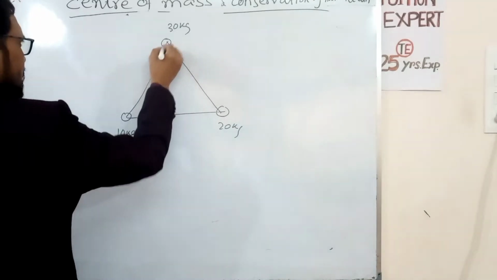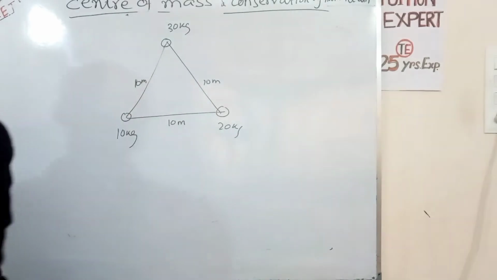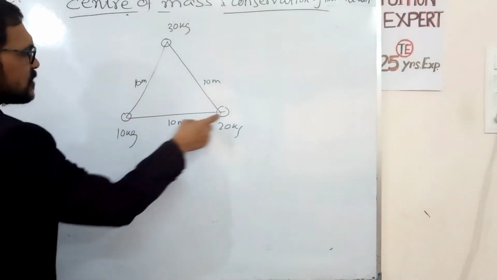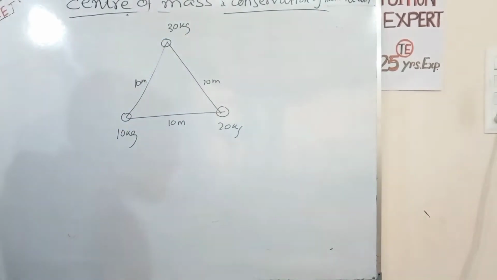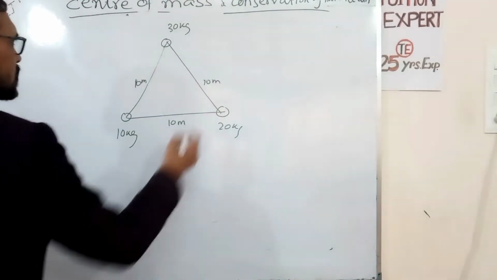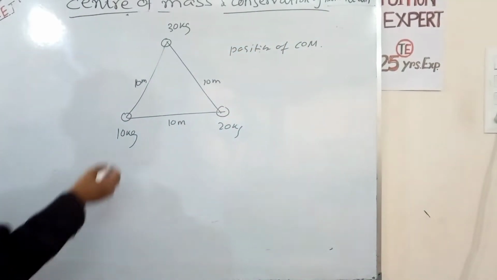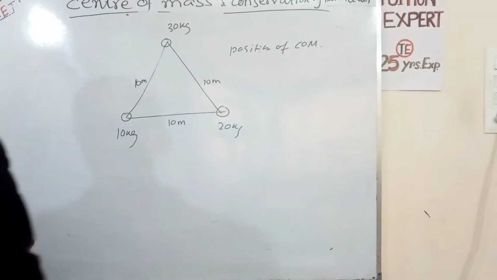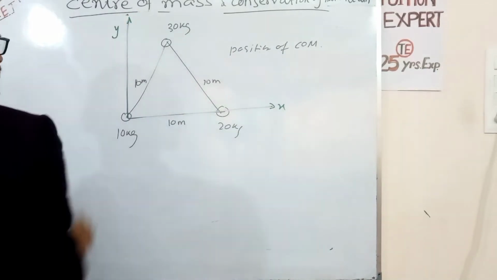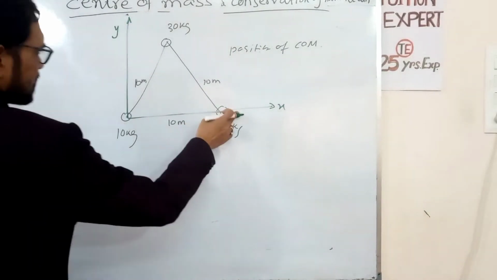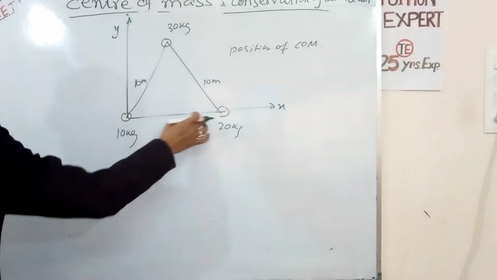Now suppose 10 kg, 20 kg and 30 kg masses are placed at the vertices of an equilateral triangle whose height is 10 meter. What is the position of center of mass? Here the coordinates are not given, so first we take the x axis and y axis this way. This is the x axis along this side, and the y axis perpendicular to this side.